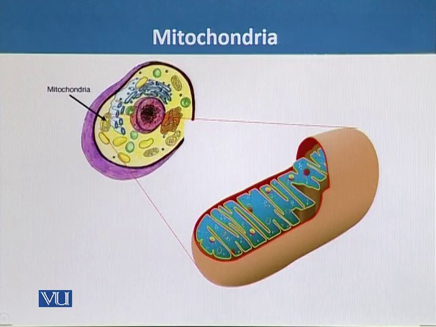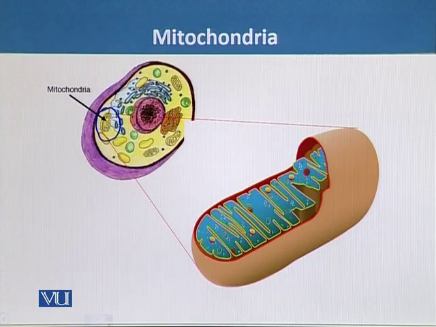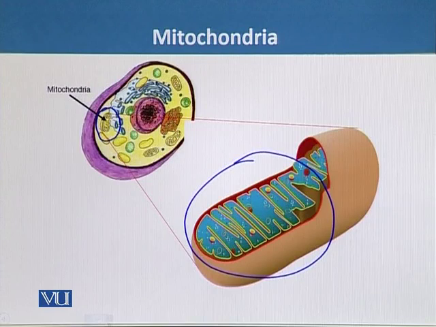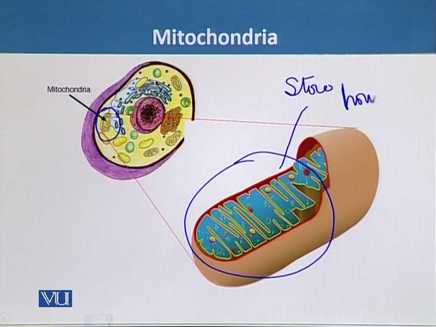So here we can see the structure of the mitochondria. We can see the location of the mitochondria in the cell, and we have amplified the structure of this mitochondria. Mitochondria is generally known as the storehouse or powerhouse of the cell, because most of the energy is generated in the mitochondria.